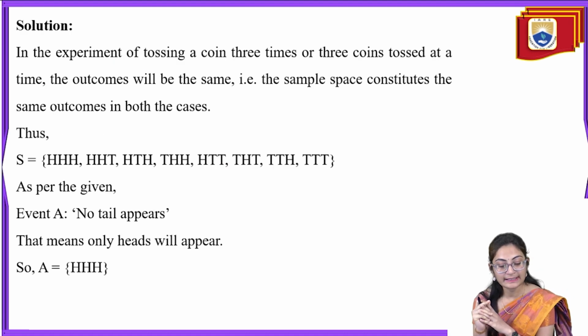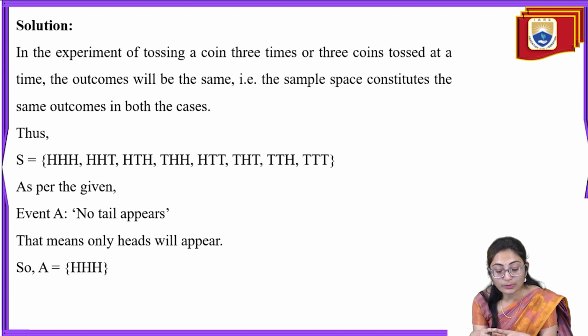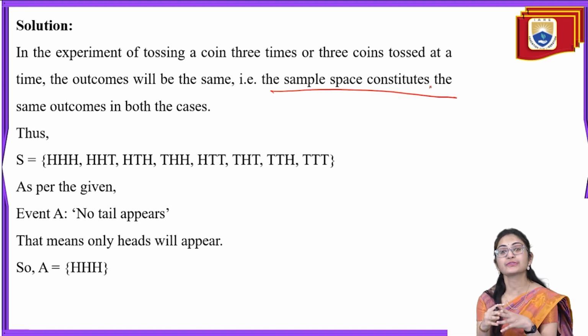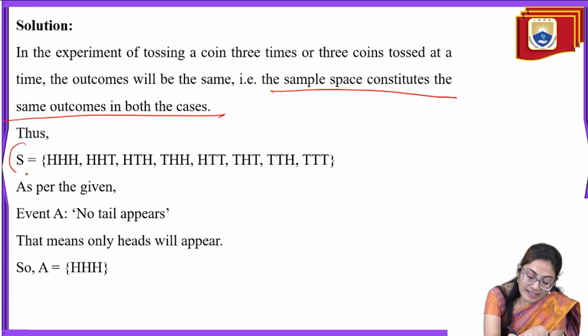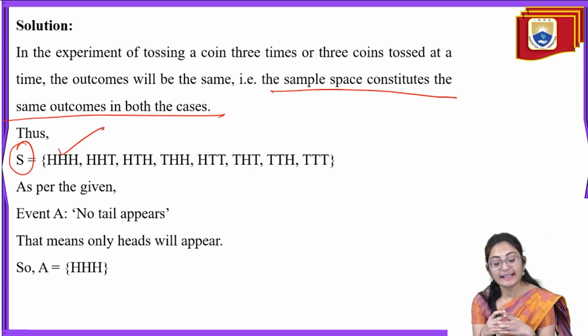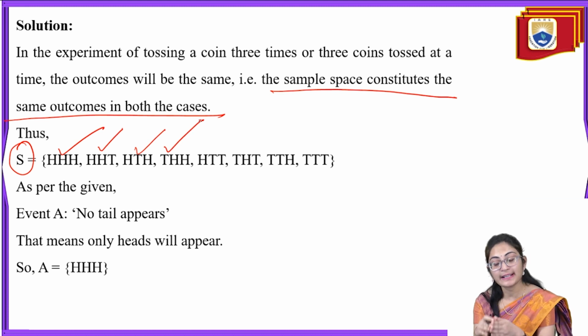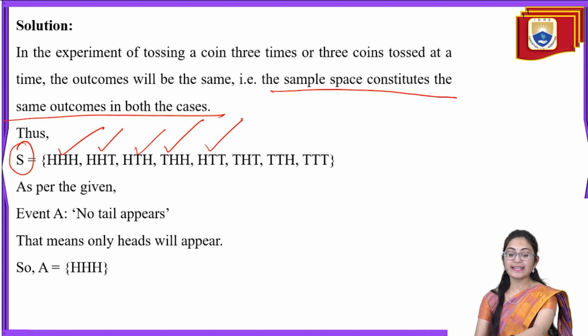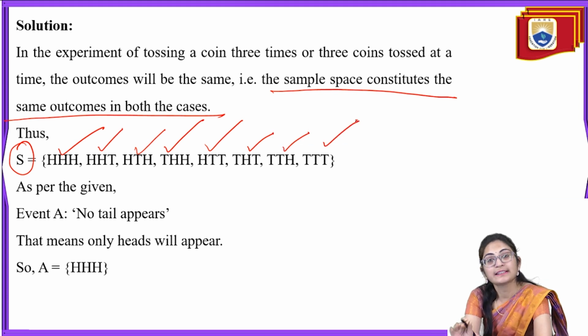Now the solution is that in the experiment of tossing a coin 3 times or tossing 3 coins at the same time, the outcomes will be the same. That is, the sample space constitutes the same outcomes in both cases. Here your sample space is HHH, HHT, HTH, THH, HTT, THT, TTH, and TTT.